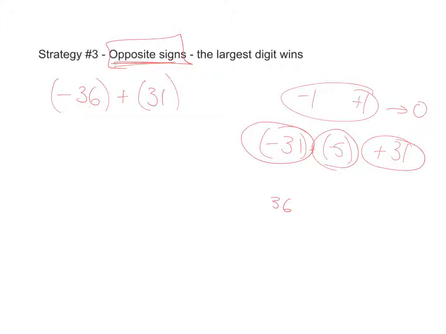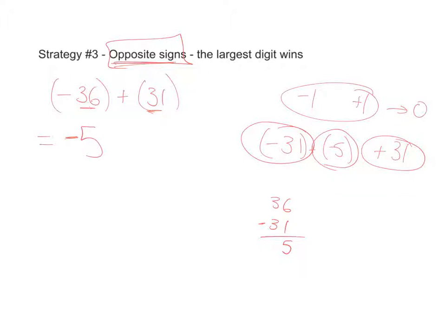So 36, and all I'm going to do is subtract 31 because they have opposite signs. What you end up getting is 36 minus 31 is 5. So my answer is going to have a digit of 5. But I have to think about what sign it is going to be. Is it going to be positive or negative? Well, the answer to that is the largest digit, so 36 is larger than 31, its sign wins. So 36 is bigger than 31, and 36 was negative, so my answer is going to be negative.